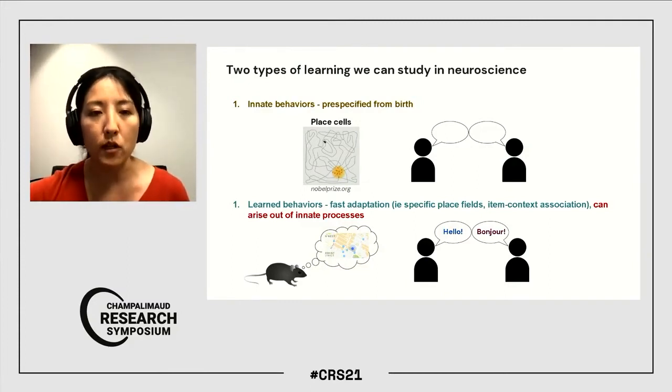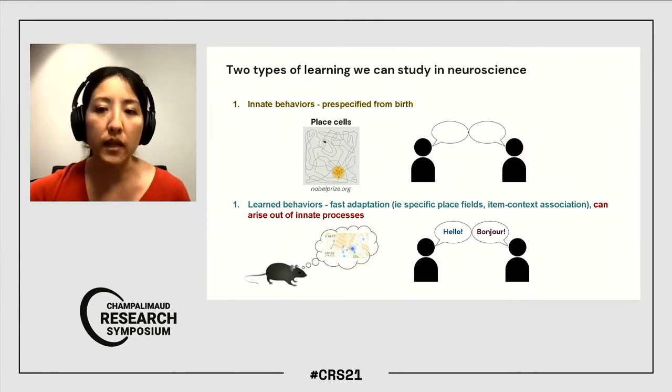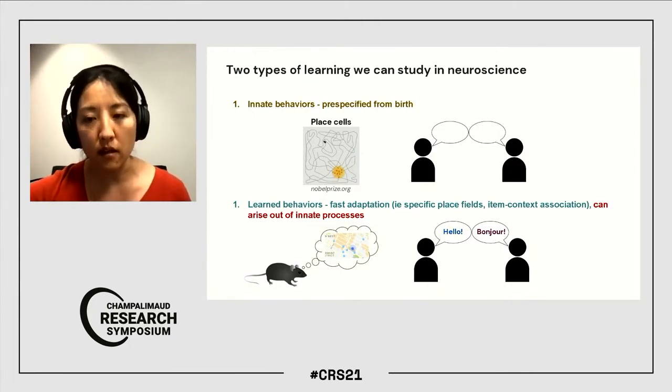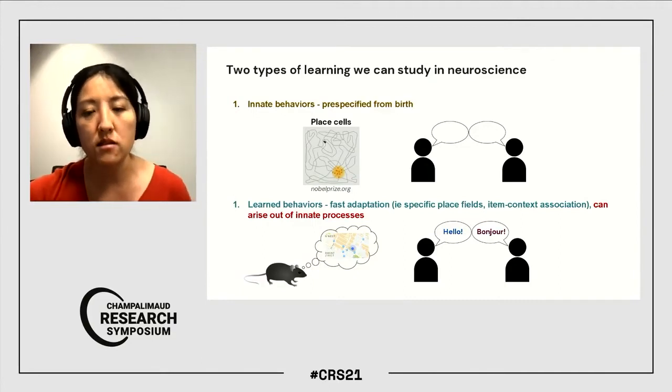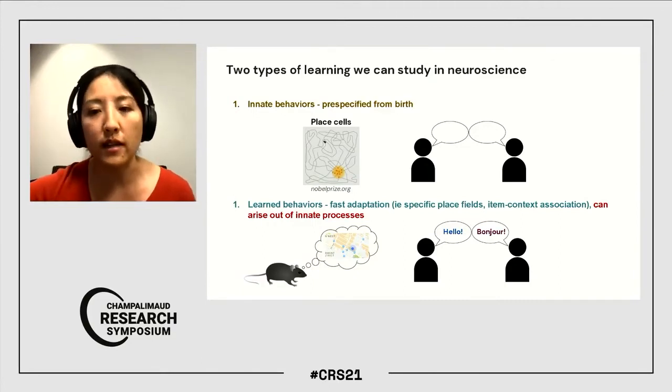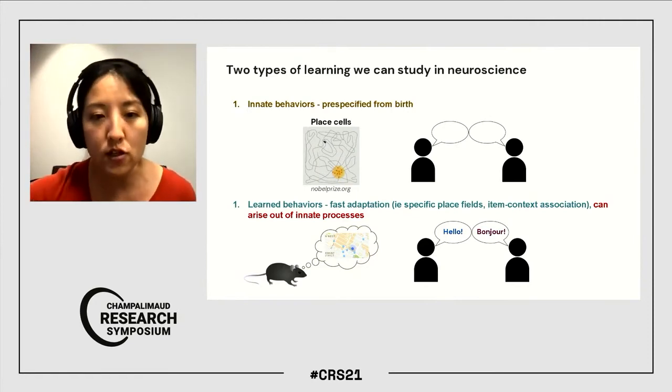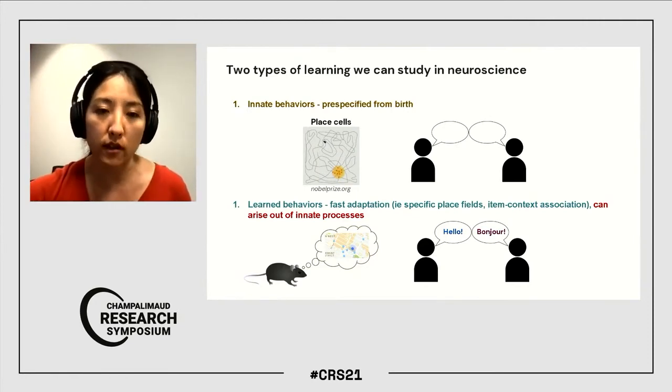So, for example, learning where a specific place is in a certain room, or forming specific item context associations, relies on the fact that I have these place cells, or these propensities to form place cells and grid cells. Or for instance, learning that bonjour is hello in French. So I already had to have some kind of propensity for learning language.